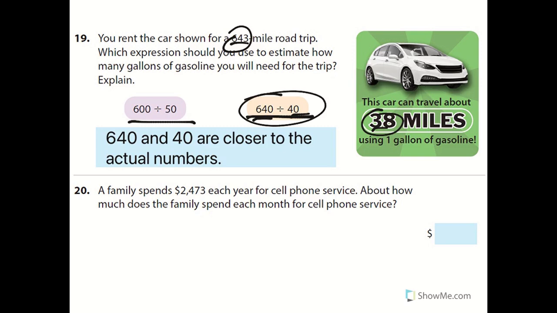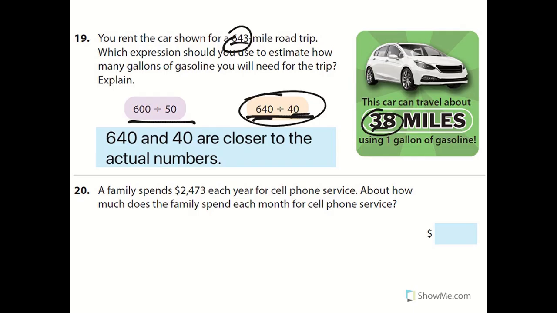A family spends $2,473 each year for cell phone service. Good grief, how much do we spend? That's ridiculous. That's a bunch of money. See, now I think of it, I think we spend more per year, not per month, per year. Anyway, that's a lot of money for phone service. Okay, Mr. Kramer, let's do the math.